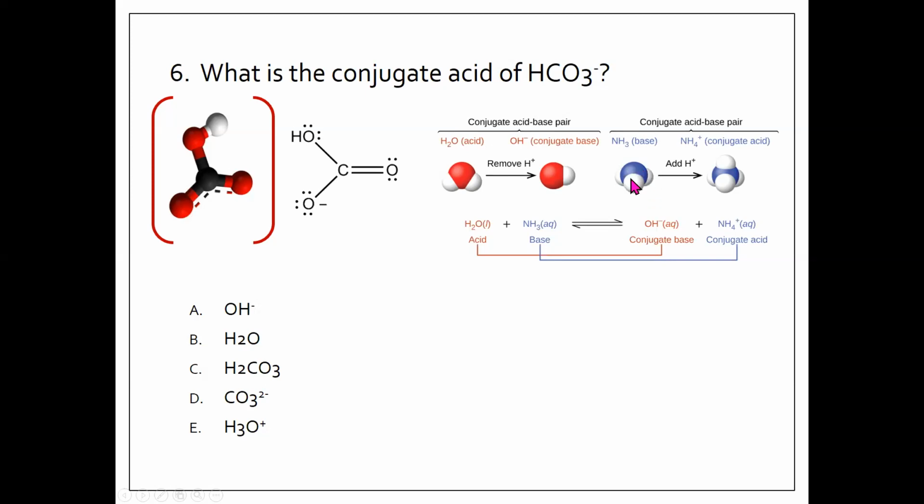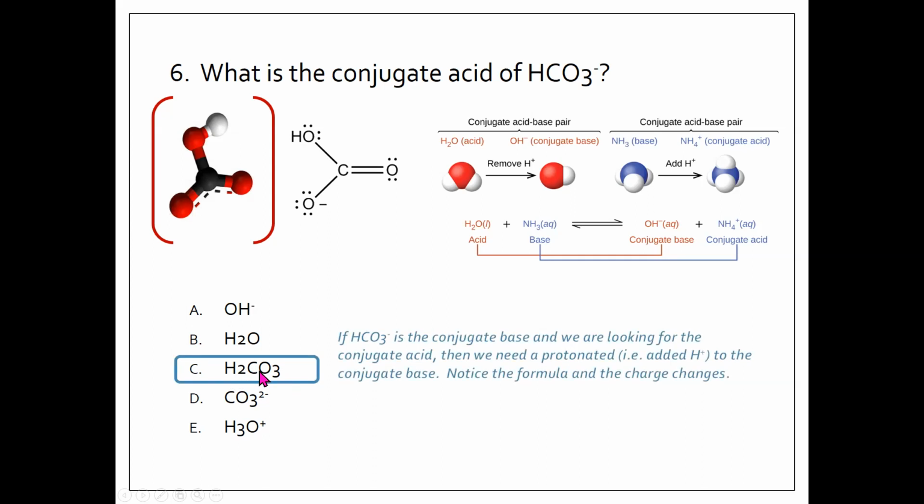And if this is the base, the NH3, if we add a proton, we have NH4 plus, so that's the conjugate acid. So if we're looking for the conjugate acid of this base, we need to add a proton. So that's how we get the H2CO3. If we think of the HCO3 minus as being amphoteric, it could lose another proton, and its conjugate base would be the CO3 2 minus. But they ask us for the conjugate acid.